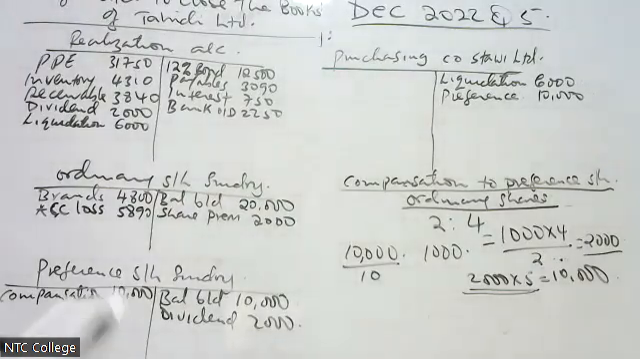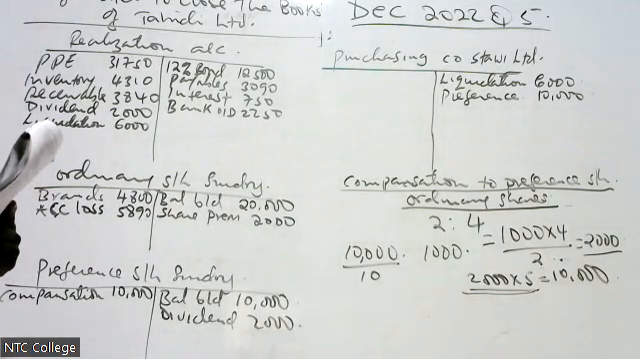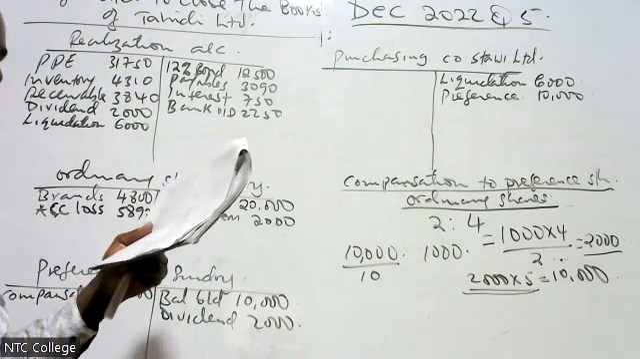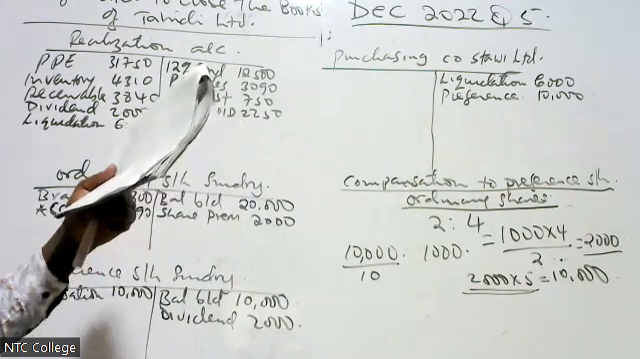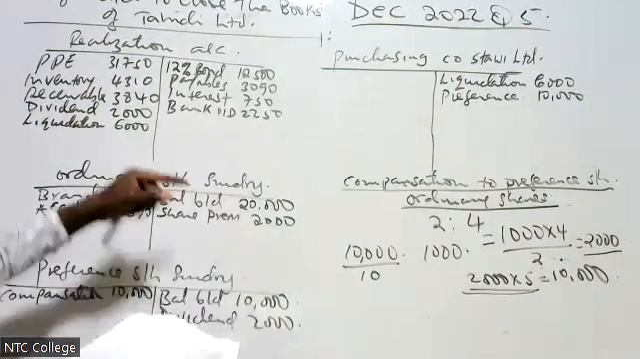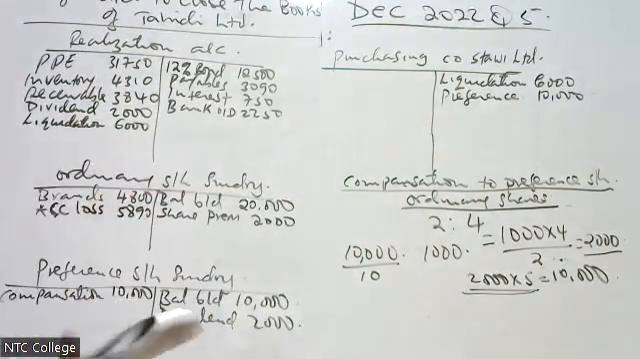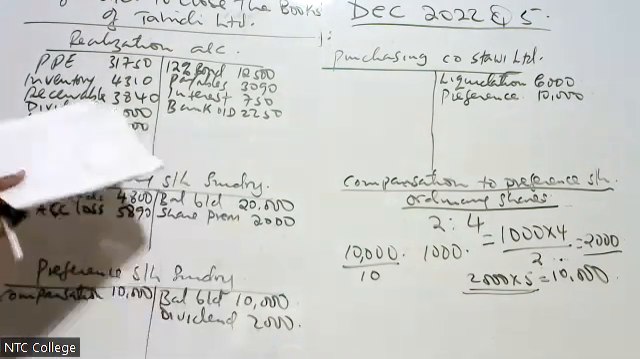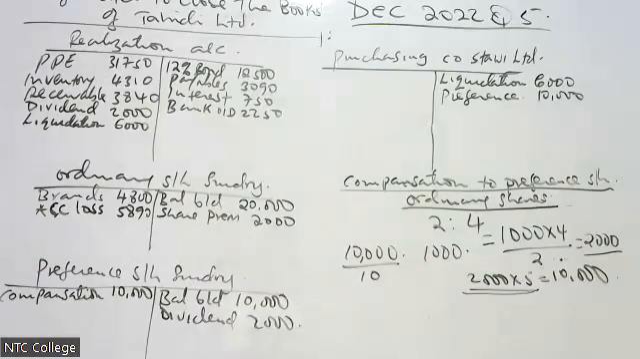Then, after we have compensated preference shareholder 10,000, we go to note number 3. What does note number 3 say? Note number 3 says, preference dividends in Tahiti Limited were 2 years in arrears. Already we accounted for that dividend. But have we compensated it? No, we have not compensated that preference dividend. We just accounted for it on recognition.